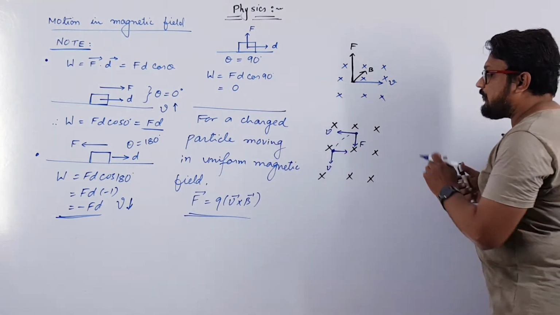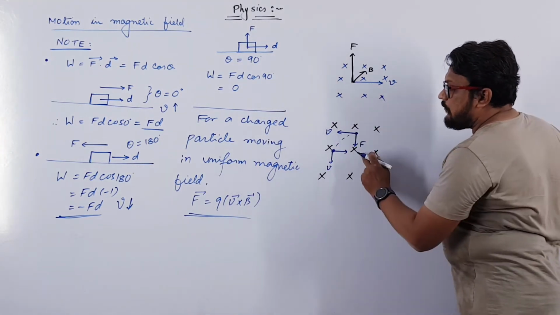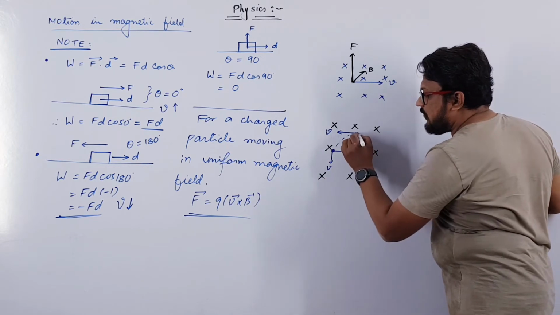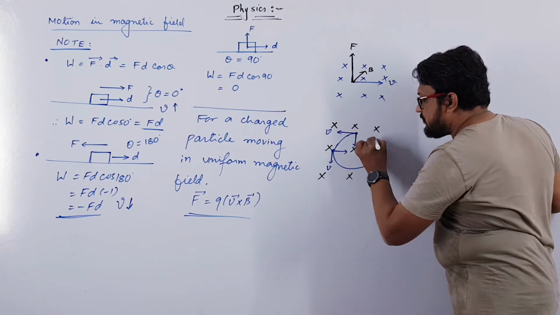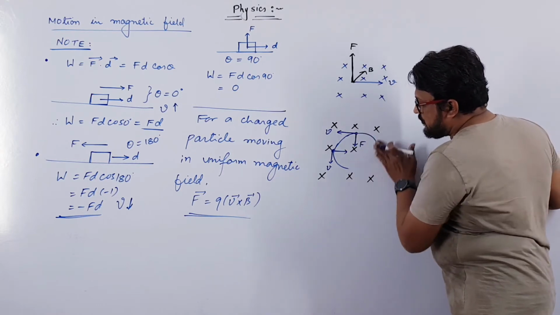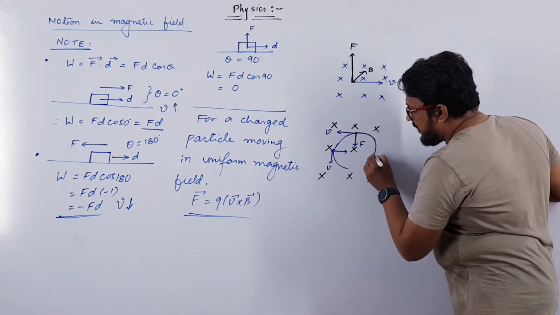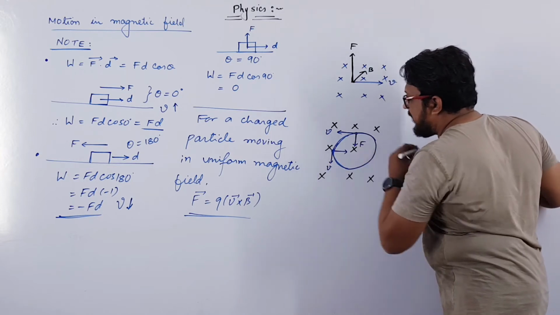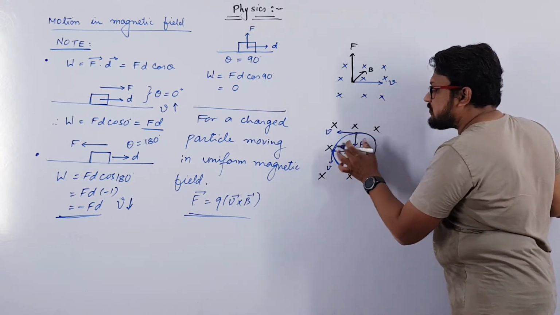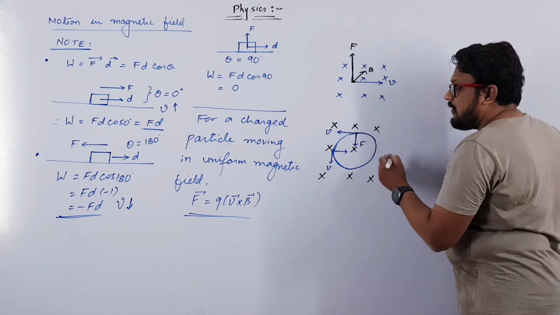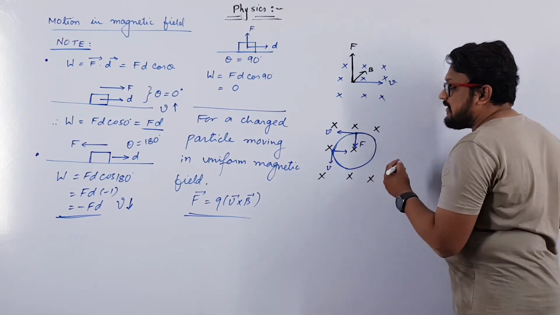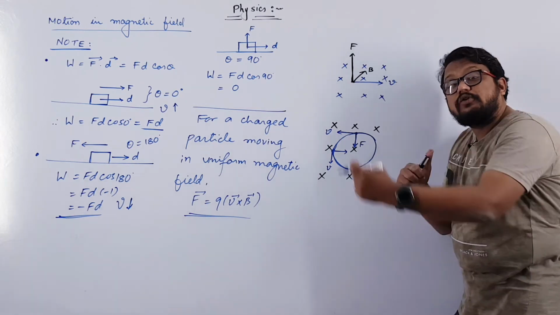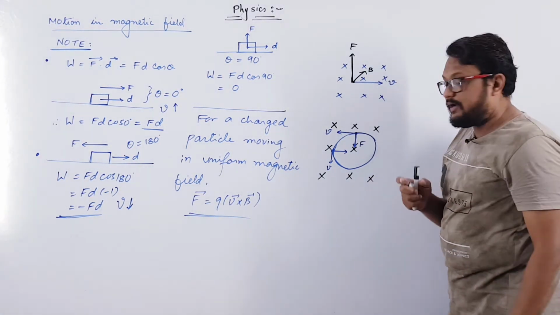In the same way, for any other position, you will find that force will always act towards the center of a circle, right? So it means that when a charged particle is moving in a uniform magnetic field, perpendicular to it, it will experience a force towards the center of a circle, which simply means that this charged particle will perform a circular motion while moving inside a uniform magnetic field, right?